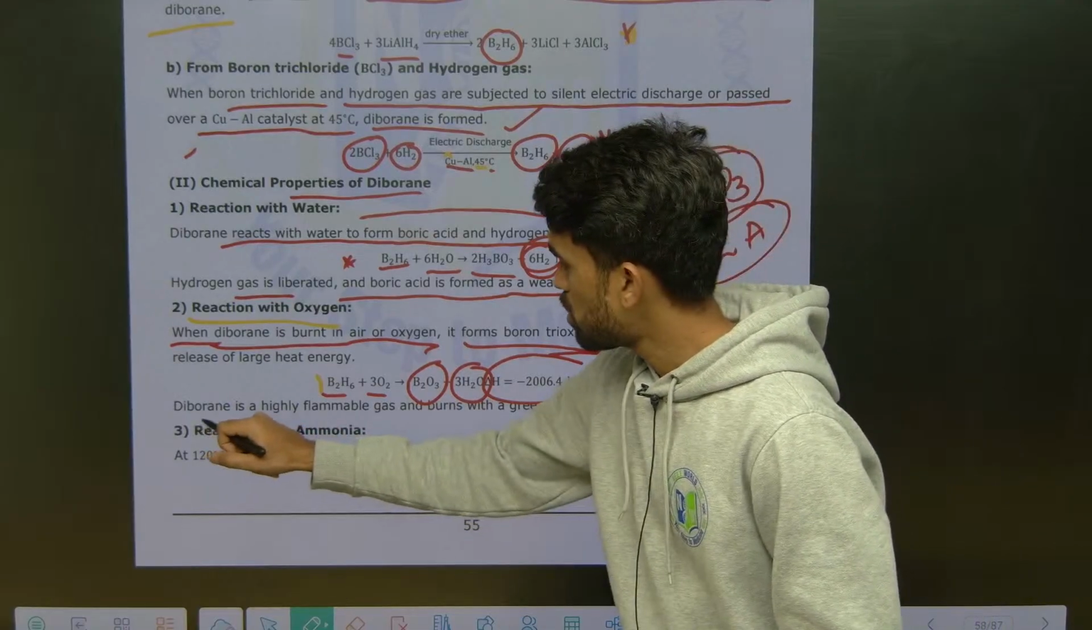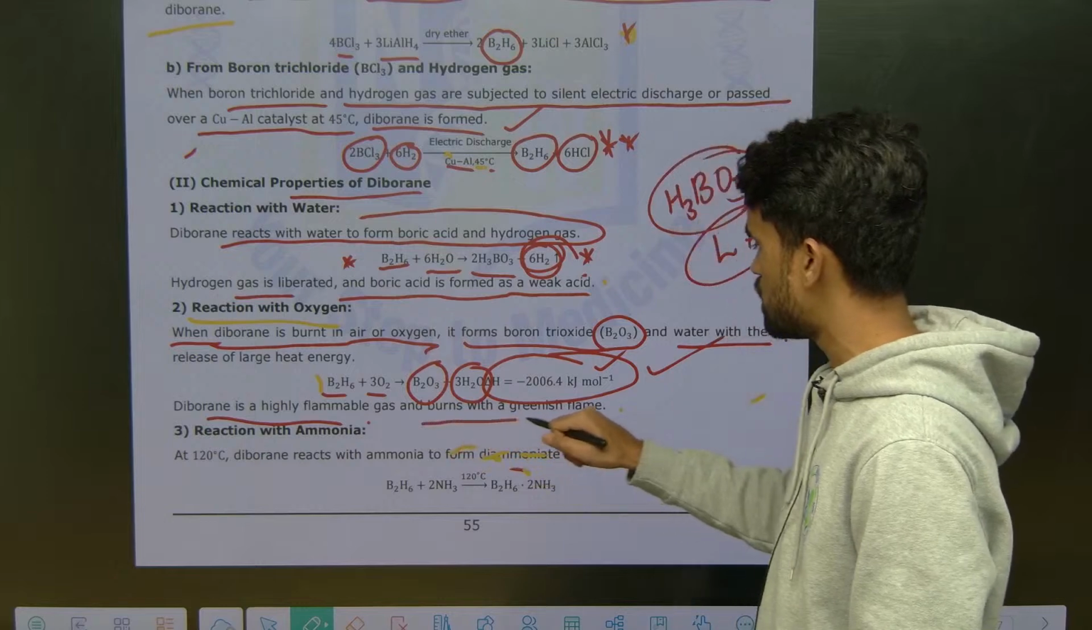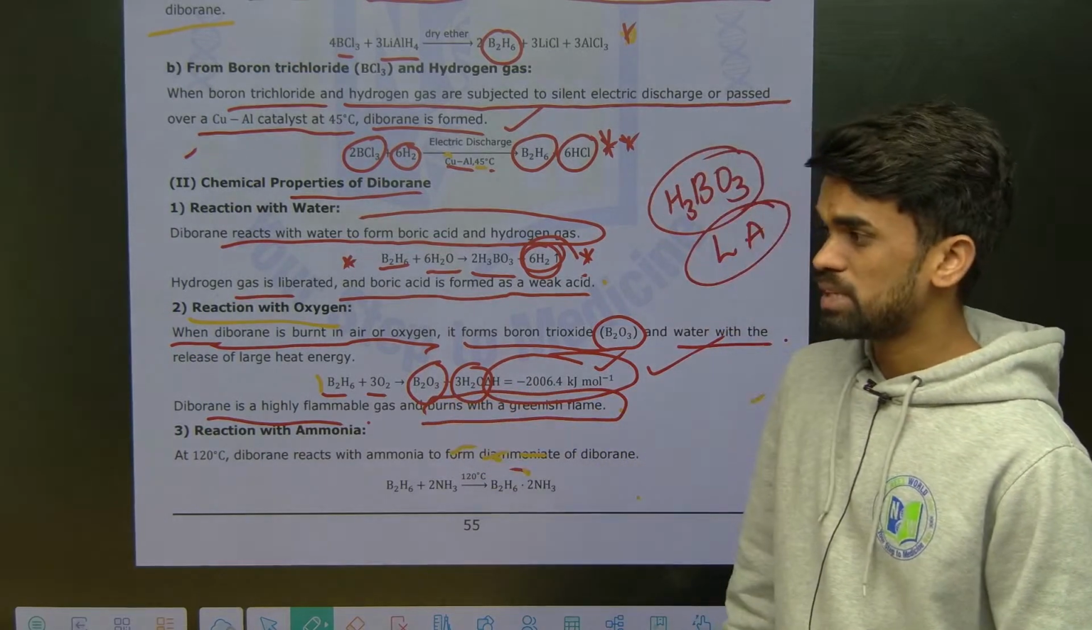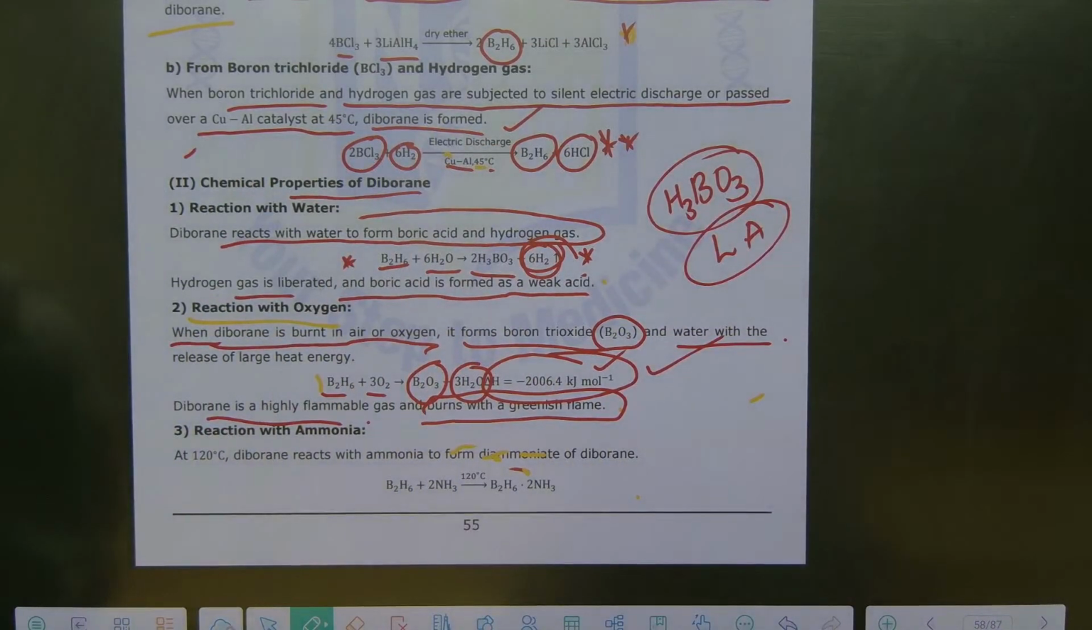So diborane is a highly flammable gas and burns with a greenish flame. With what flame is it burning? It will be burning with a greenish flame. It is highly flammable and the color of the flame is green. Remember these 2 points.